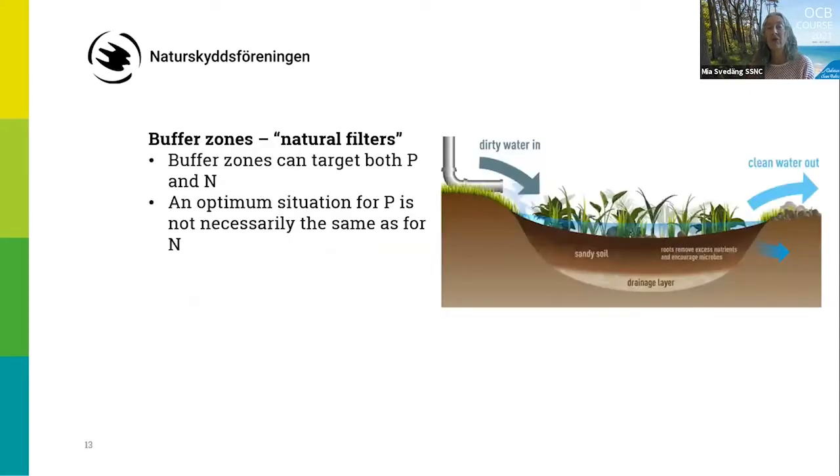So buffer zones act as natural filters. They can target both phosphorus and nitrogen. And an optimum situation for phosphorus, for instance, is not necessarily the same as for nitrogen. So they have a bit different requirements.